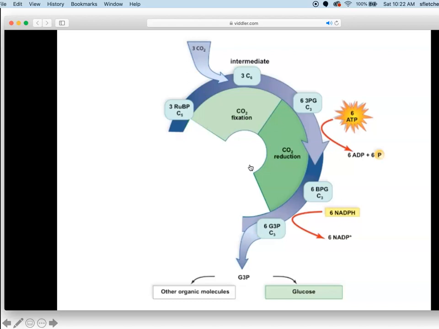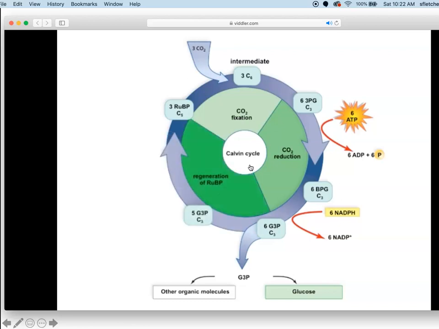However, this process would be relatively inefficient if it were not possible to recycle some of the intermediate molecules, specifically RuBP. The last step of the Calvin cycle acts as its recycling phase. Some of the G3P produced earlier is modified using ATP, which originated in the light reactions. The RuBP produced by this stage may be used to fix more CO2, thus continuing the cycle.